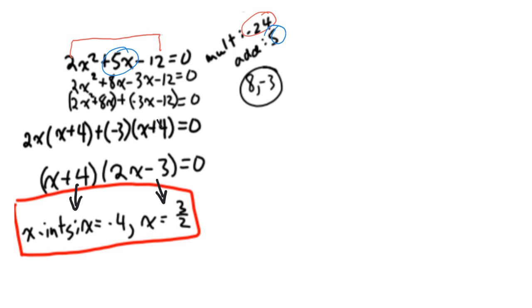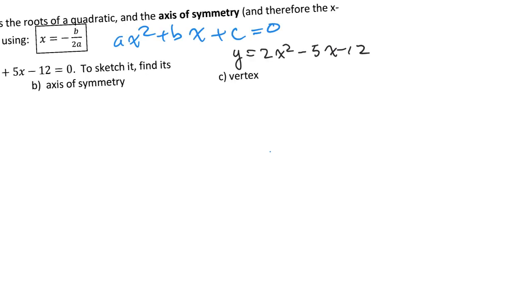Now, let's move on to the meat and guts of what we were looking at today. What we're looking to do is find the axis of symmetry for this equation right here. y is equal to 2x squared minus 5x minus 12. No, it should be plus 5x. Let's fix that.